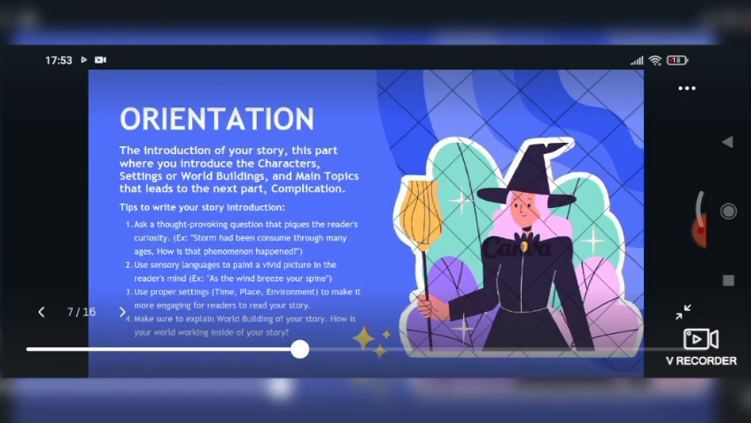First of all, there's the orientation. The introduction of your story, this is the part where you introduce the characters, setting, or world building, and main topics that lead to the next part, complication. So basically, it's the very first opening of the story. To write your story introduction, ask a thought-provoking question that piques the reader's curiosity. For example, a storm had been consuming for many ages. How does that phenomenon happen? So it's like a questioning.